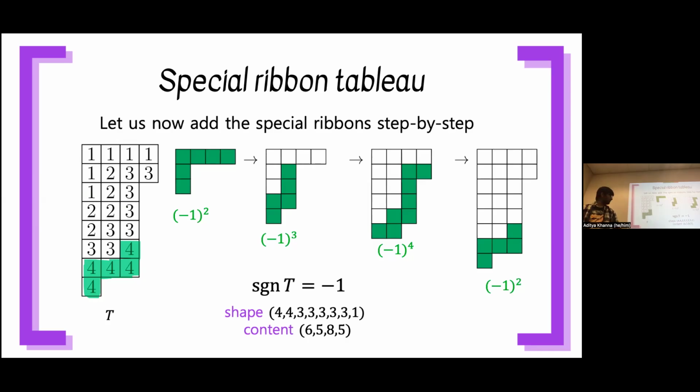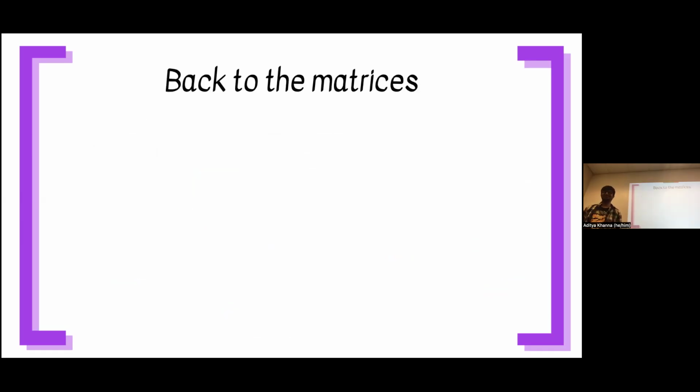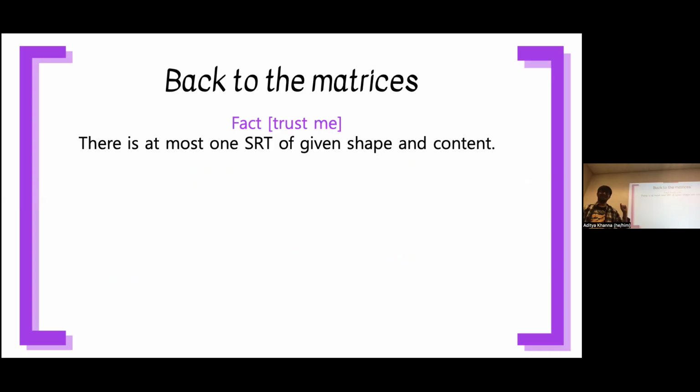And just for context, same thing we did: shape, what are you filling? And that is this shape given here. Content is the same. How many ones are there? How many twos are there? How many threes? How many fours? So shape and content right here. And now you know what we can do. We can just fill it up. Fill our matrix up.